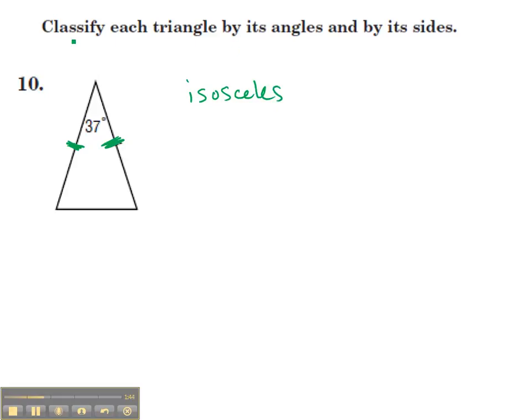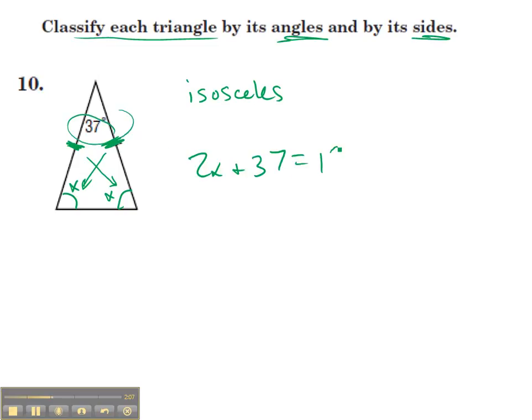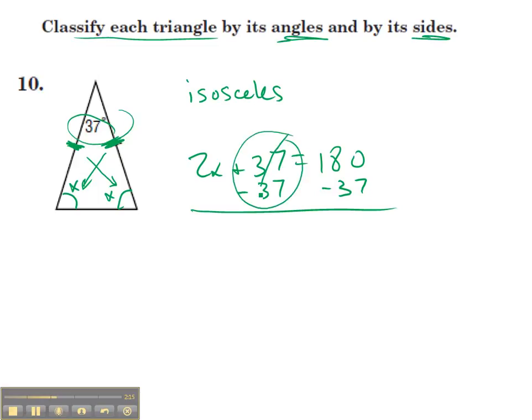But we have to classify it by its sides and its angles. If it's isosceles, we know that the angles opposite the congruent sides are also congruent. So these angles are both equal. So if we just call these x, we have 2x plus this 37-degree angle equals 180. Subtract 37 from both sides. And you get, let's see, well, this positive 37 minus 37, that's 0. So I have 2x on this side equals 143.